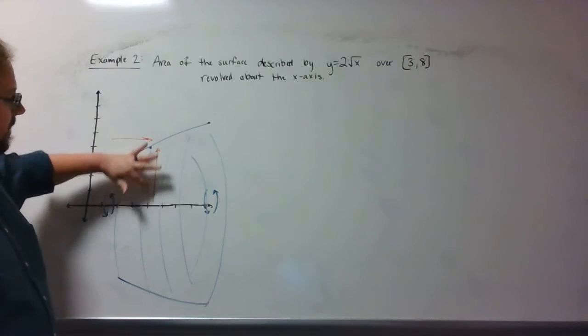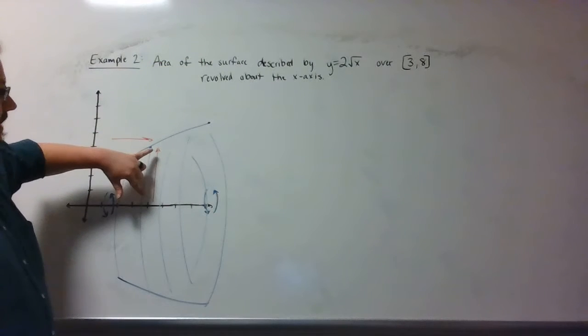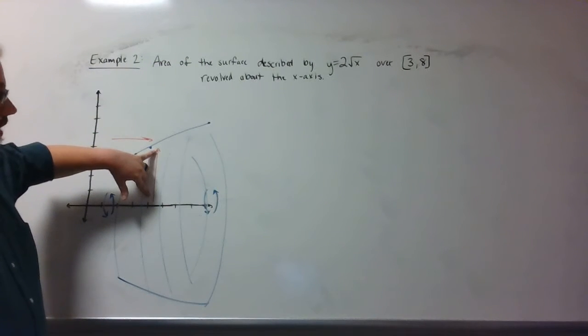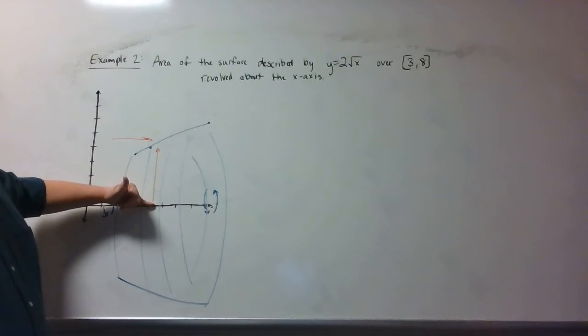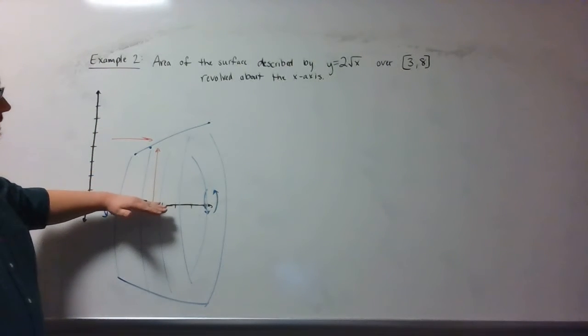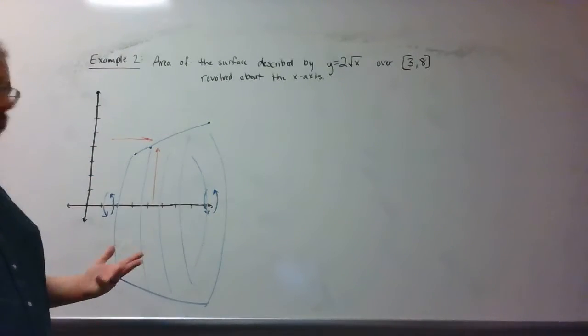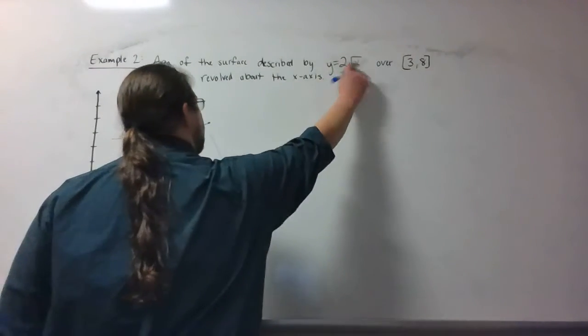Okay, so in this case, if I were using x's, my radius is going to be 2 times the square root of x, because that's how far it is from here to here. Now in this case, I'm trying to use y values. So in this case, it's just y. It's however far I went from here to here, which is just y. So again, let me repeat, my radius is going to be y.